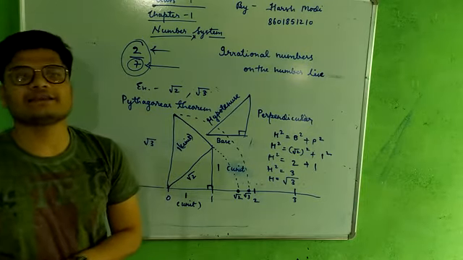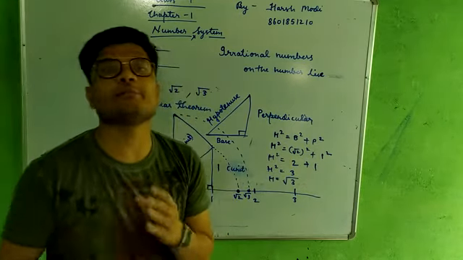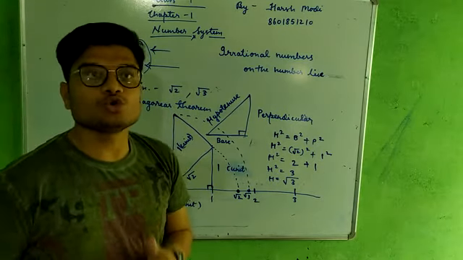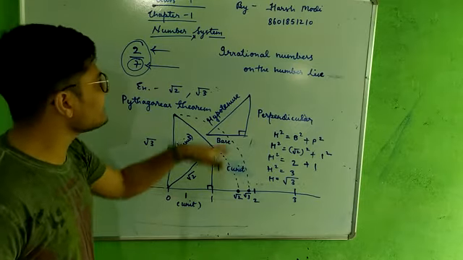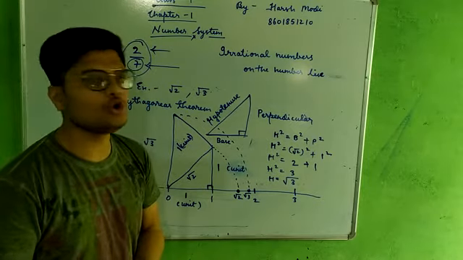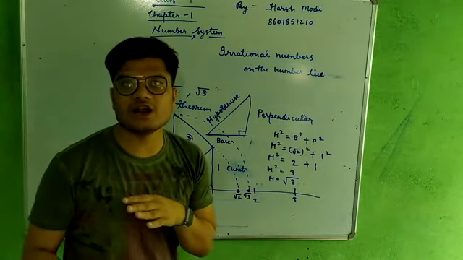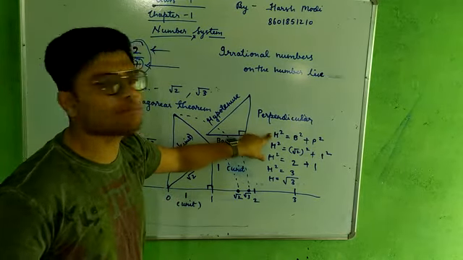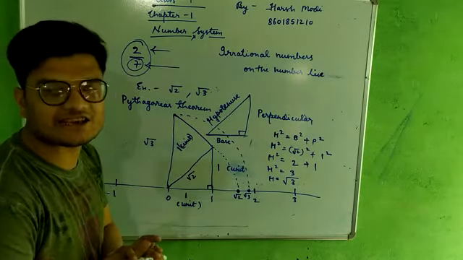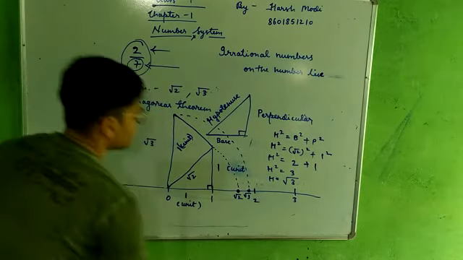For some other numbers, if you know the Pythagorean triplets very well, then it will be very easy for you to locate these irrational numbers on the number line. We only want to get our irrational number as hypotenuse. So in this manner you can locate all these irrational numbers on a number line. I hope you understood.